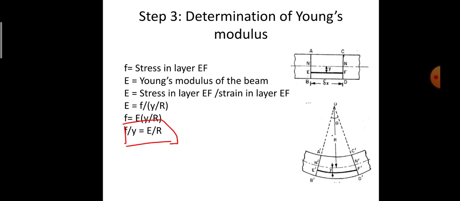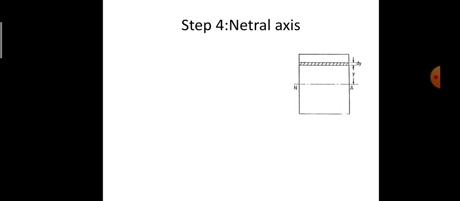Next we need to determine the amount of force at the neutral axis level. The neutral axis of any transverse section of a beam is defined as the line of intersection of the neutral layer with the transverse section. We know that F is equal to E by r into y, which we determined in the previous slide.